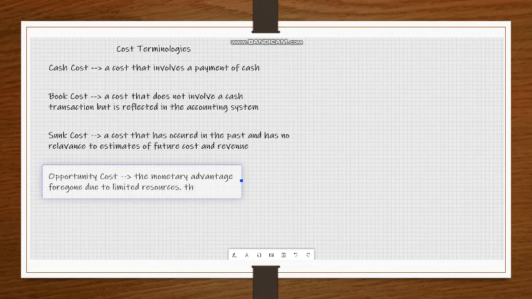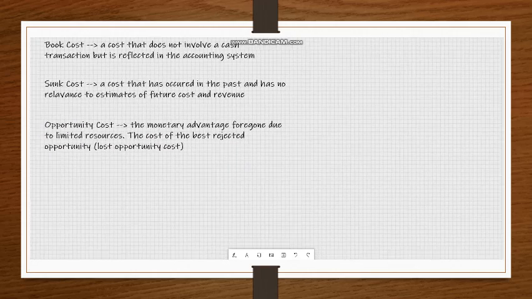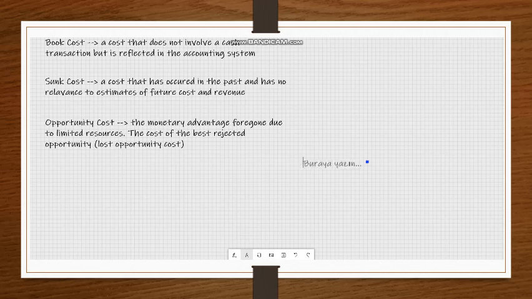The cost of the best rejected opportunity. So it's also called lost opportunity cost. For example, there is an opportunity but you have a lack of resources, so you cannot make it. That means you lose money, so it's called opportunity cost.